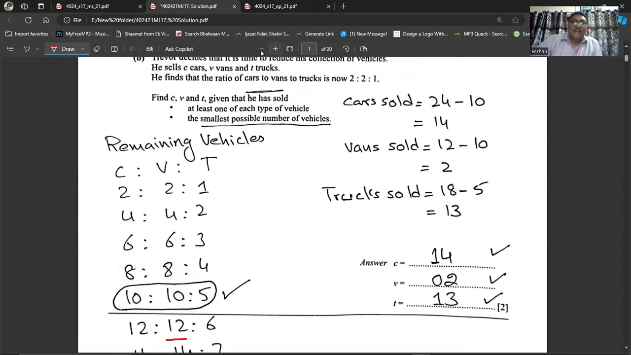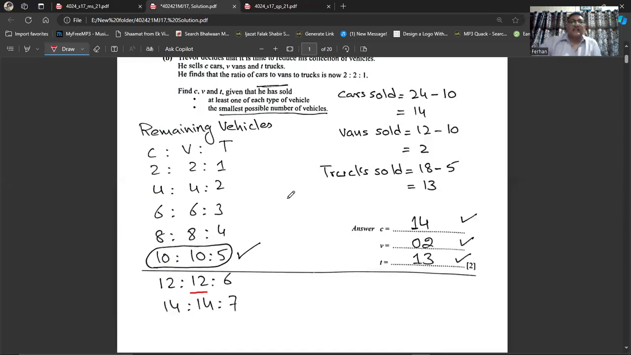Okay, now once I know this, then I have to tell the cars sold. So there were 24 cars. If 10 cars are remaining, how many cars have they sold? That means 24 minus 10, that's 14. If the vans were 12 and the remaining vans are 10, then how many vans have they sold? That will be 12 minus 10, and that will be 2.